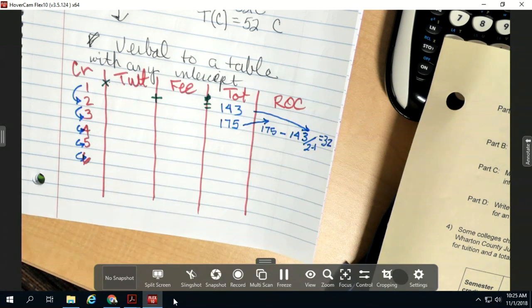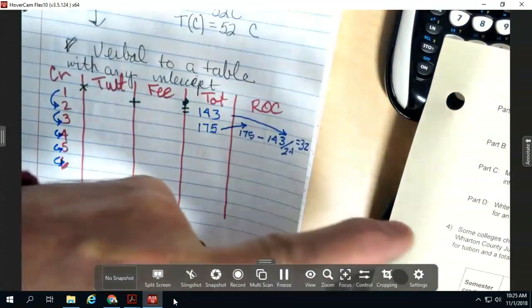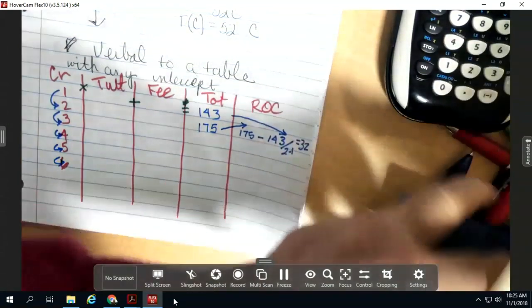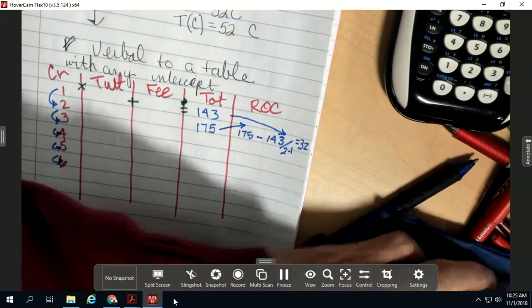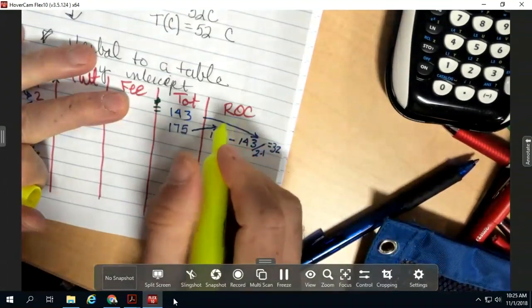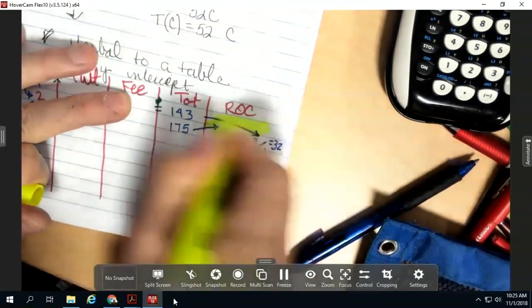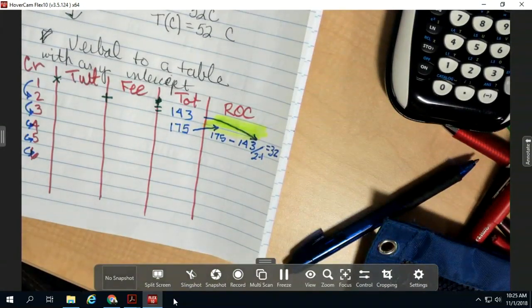Why didn't you have a rate of change for this first spot right here? Yeah. So you will never fill in a rate of change in the first box in a table. You can't fill it in because there's nothing to subtract it from. You can only go to the second one down, and the third one down.